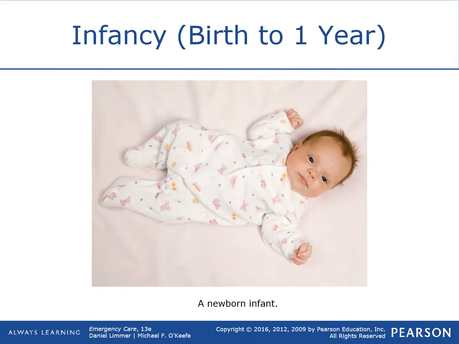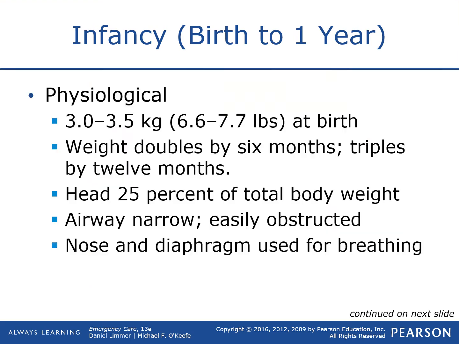Nice little picture of a newborn infant right there. So what you're going to be seeing physiologically with infants. Usually they're going to be around 6 to 7 pounds at birth, which translates to 3 to 3.5 kilograms at birth. Just so you know for reference, because we do use kilograms in medicine, 1 kilogram equals 2.2 pounds.